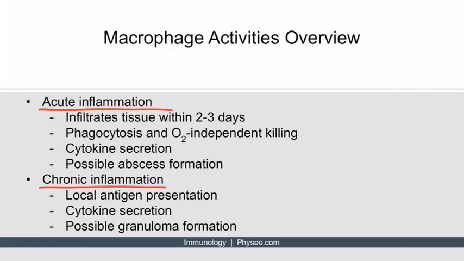During chronic inflammation, think of macrophages doing three things: local antigen presentation, cytokine secretion, and possible granuloma formation. Notice that macrophages form granulomas during chronic inflammation, but they form abscesses during acute inflammation. I found that to be a helpful way to compartmentalize abscesses and granulomas from macrophages. Now let's dive into the details of local antigen presentation.